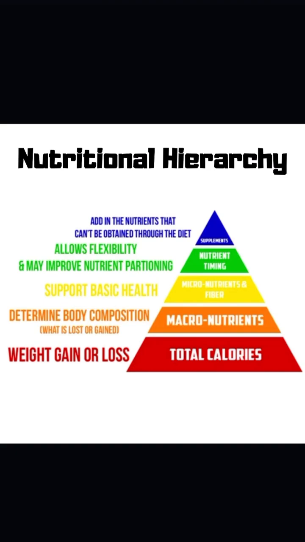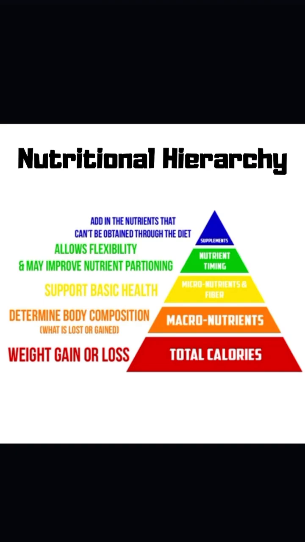The next thing that we want to discuss is what we call the nutritional hierarchy. Now, this isn't something that you want to get too obsessed with, but this is just the real basics of how things work. The most important thing, and the thing that dictates fat loss and weight loss, is going to be calories, total calories. So, if you're in a calorie deficit, you're going to lose body fat. If you're in a calorie surplus, you're going to gain it. If you're in maintenance, you are going to maintain it. That is all there is to that.